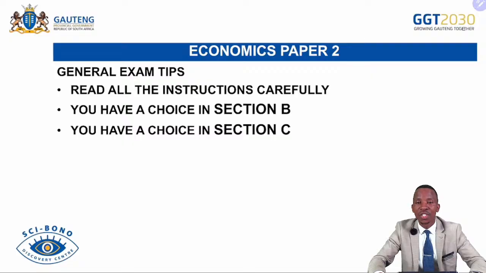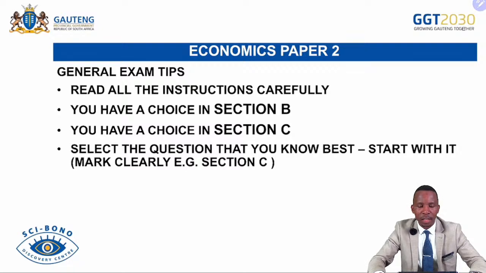You have a choice in section C. Remember, section C contains question 5 and question 6. So we only have to answer out of 40 marks. You choose 1 question out of the 2. Select the question that you know best. Start with it. Ensure that you choose questions that will give you more marks. Don't just choose for the sake of choosing.